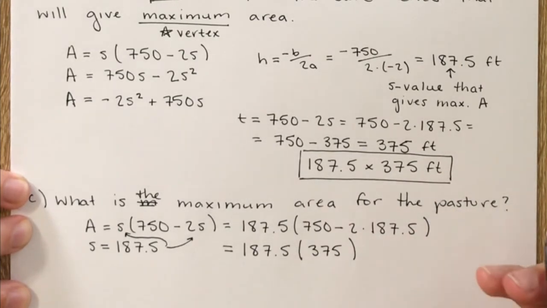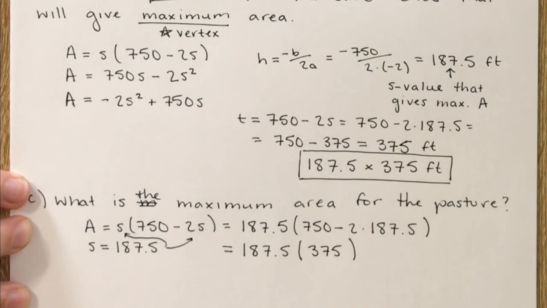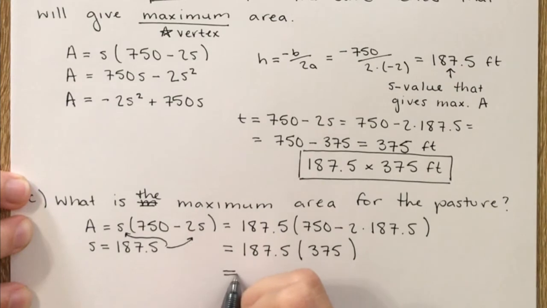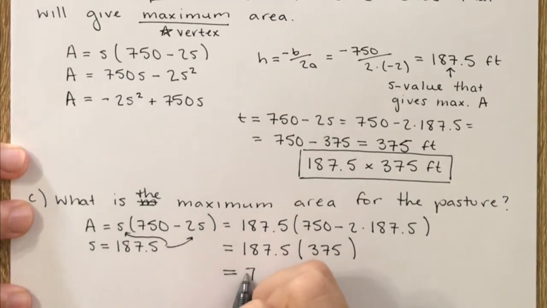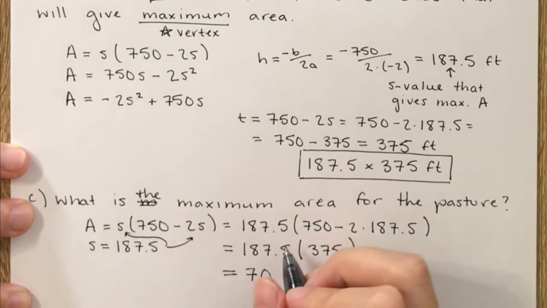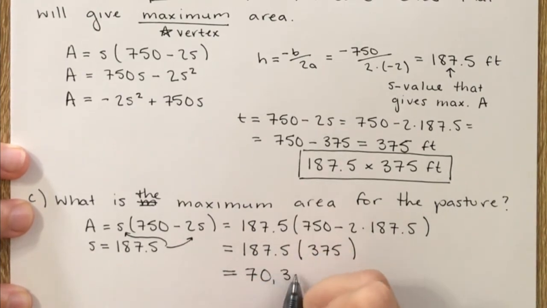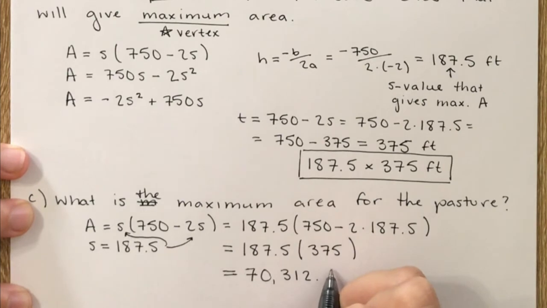All of this is interconnected. There's no one method for solving. We can use all of the information in whatever way we want to. Some ways are faster than others. Some ways are more efficient. But there's no one correct way to solve. So when we multiply these together, we end up with an area of 70,312.5 square feet.